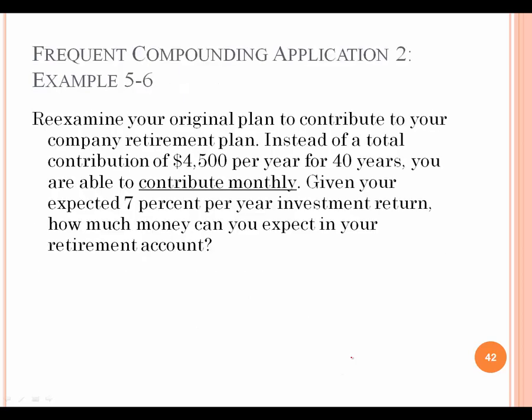Now, looking at another example, if instead of contributing $4,500 per year for 40 years, you actually get to contribute monthly. So let's just say the goal is $4,500 per year, so each month you divide $4,500 by 12, right? That's your monthly contribution. And with 7% per year annual return, monthly it will be 7% divided by 12.